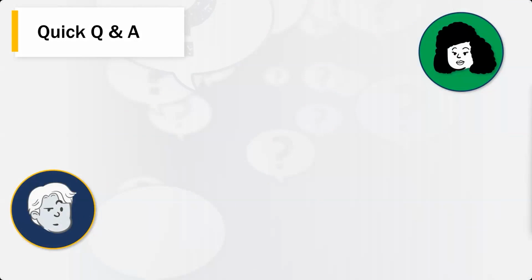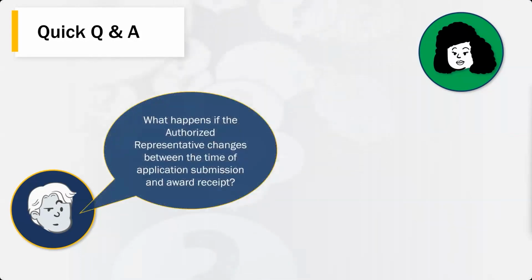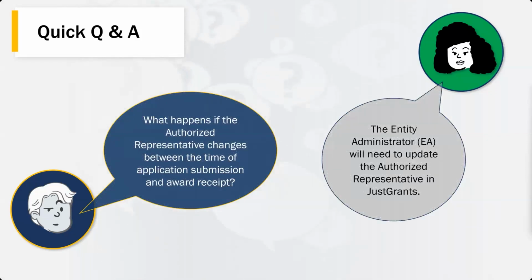Now, remember, if this is a new user that's being invited, once that new user is invited, they have to create an account, authenticate their account, and then they'll appear in JustGrants. Your entity administrator will be able to assign that user to the AR role for them to accept the award after they've done all of that.